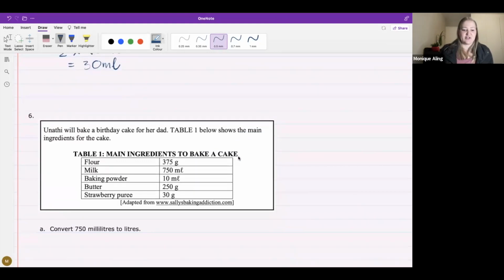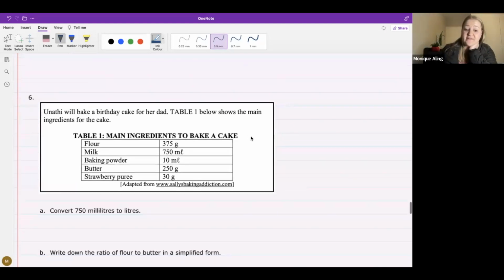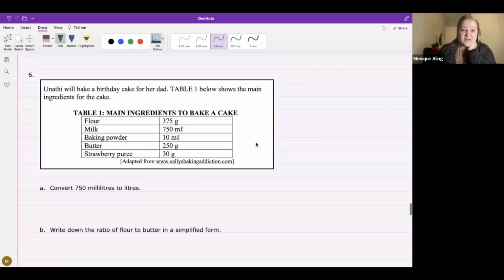Let's have a look at question 6. This is actually a past paper question from last year that incorporates quite a few of the basic calculations we've done over the last 3 weeks. So let's have a look.